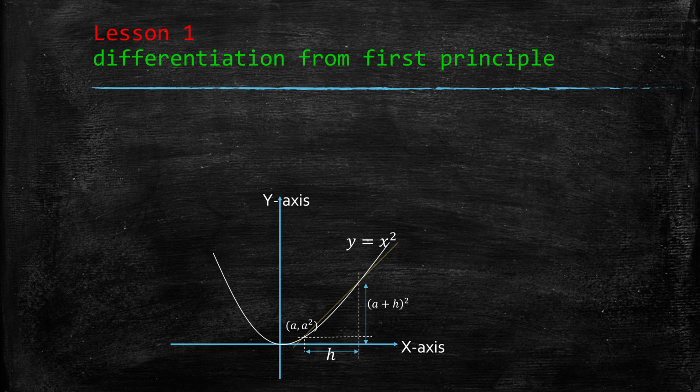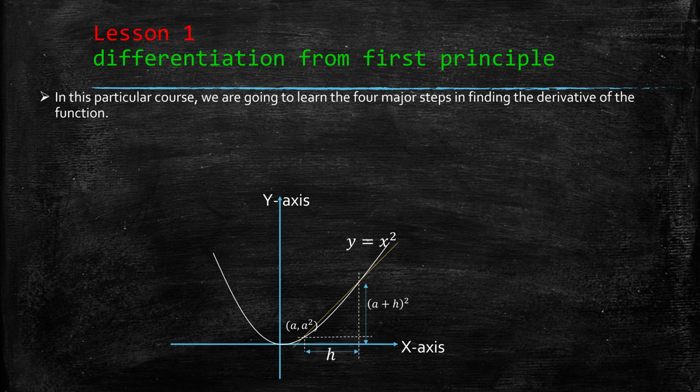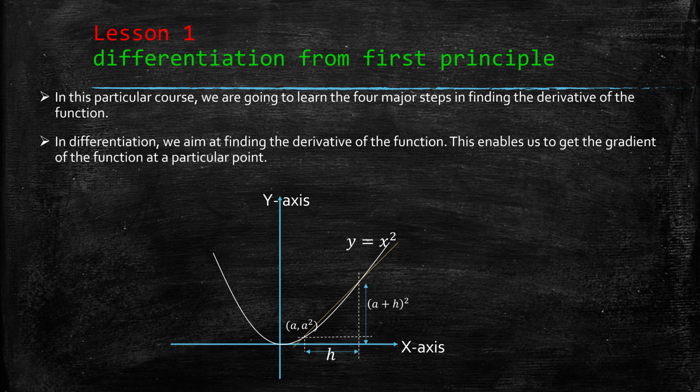Right about now, we are going to go through our very first lesson, and we are going to discuss differentiation from first principles. In this particular course, we are going to learn about the four major steps in finding the derivative of the function. Now we need to understand what is differentiation. In differentiation, we usually aim at finding the derivative of the function, because we know very well that the derivative of the function is the gradient function, the function which represents the gradient at a particular point when the value of x has been substituted in at that point.